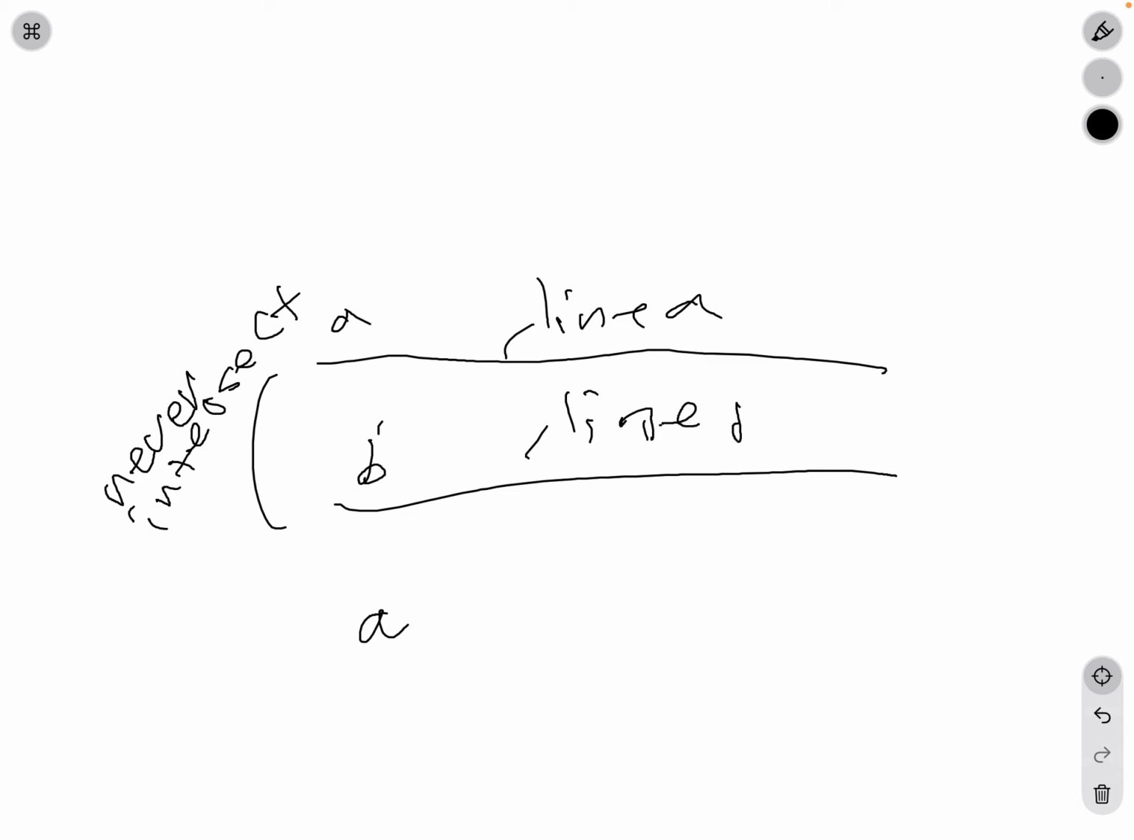To write that, we basically have to put this symbol which shows the two lines and then the name of the two lines on each side.